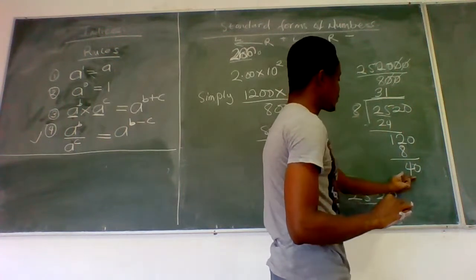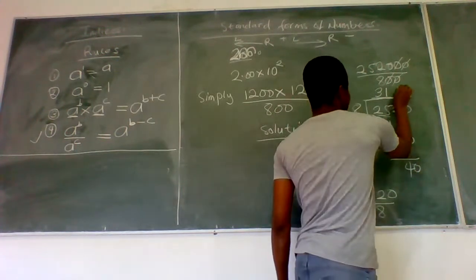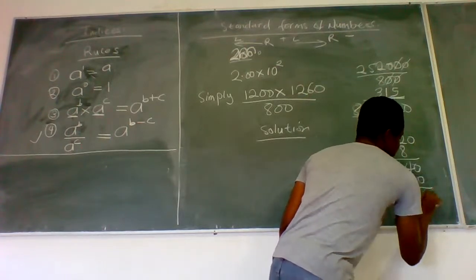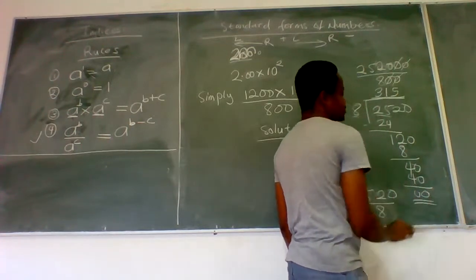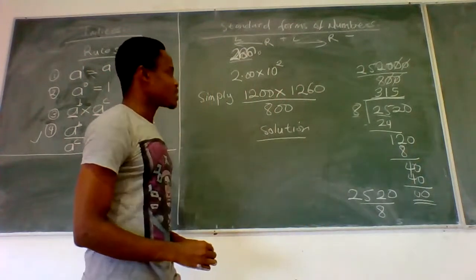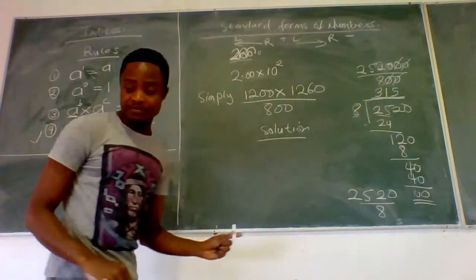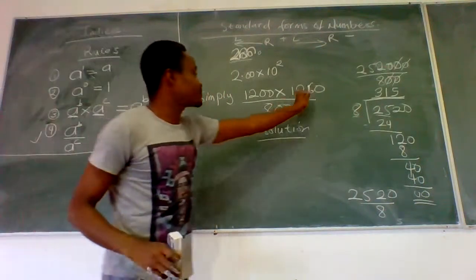8 goes into 40 5 times. 8 times 5 is 40. Then 0, 0. Since there is no remainder, we stop. So our final answer is 315. So 315 is the simplification of this.